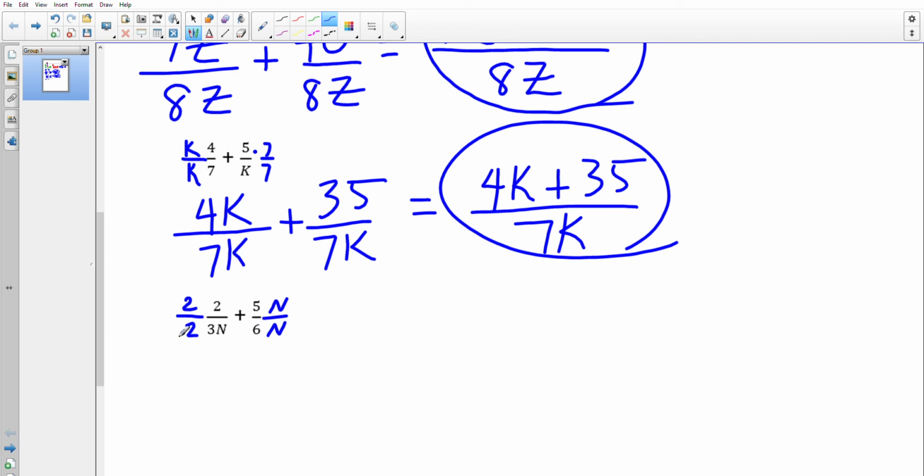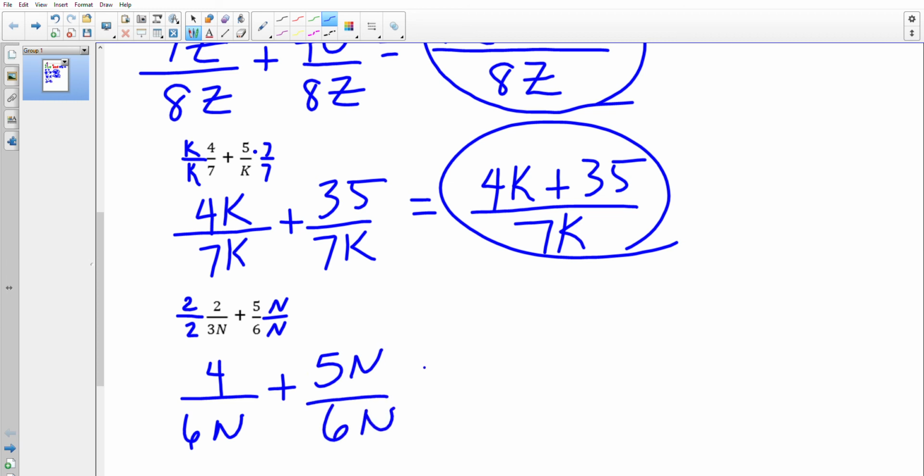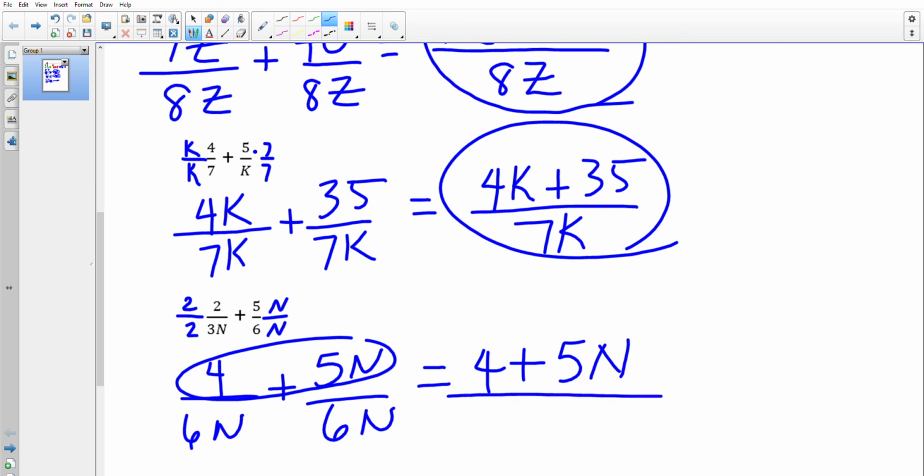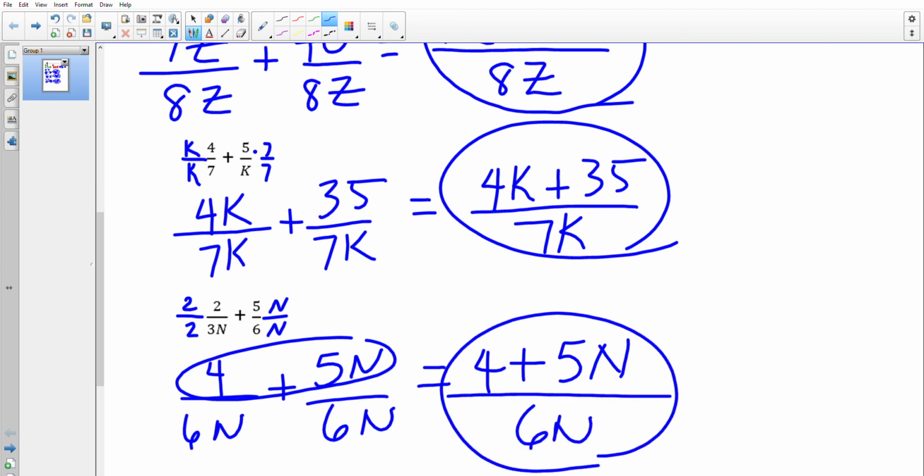And now my common denominator is 6n. So I have 4/6n plus 5n over 6n. So I'm left with 4 plus 5n, which can't be combined since one's a variable term and one's a constant, over 6n. So that's my solution.